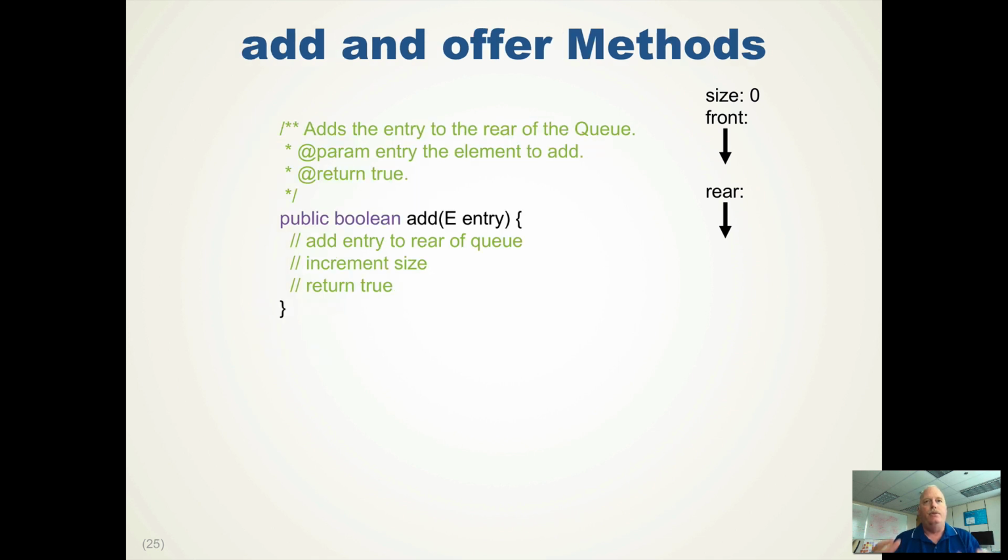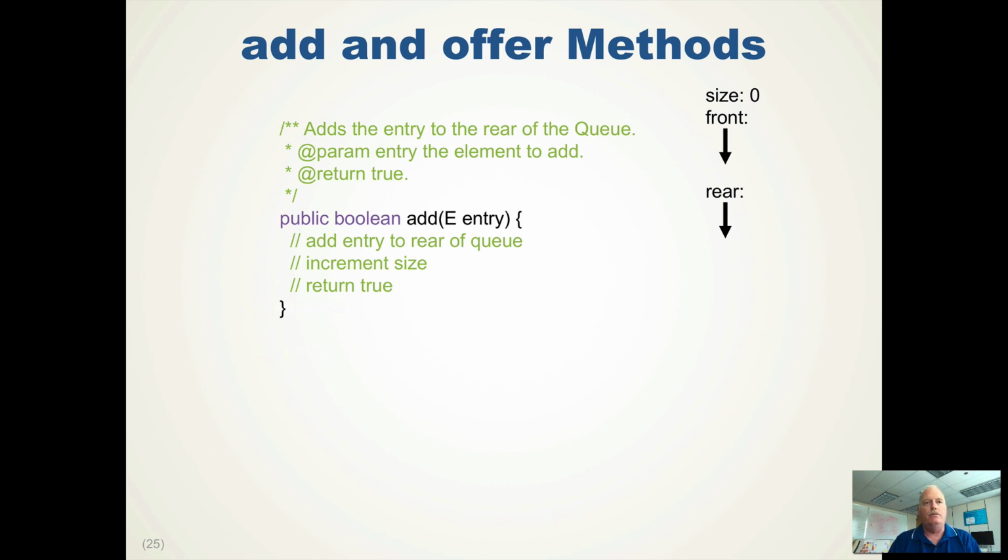Let's talk about add and offer, how to put things into the queue. We're going to add the entry to the end of the queue, the rear of the queue. We have the entry. So what do we do? We add to the end of the queue. We increment the size because we keep track of the size, and then we return true. If we had a fixed size queue, we would throw an exception. But since we're using a linked structure, we don't need to have that.